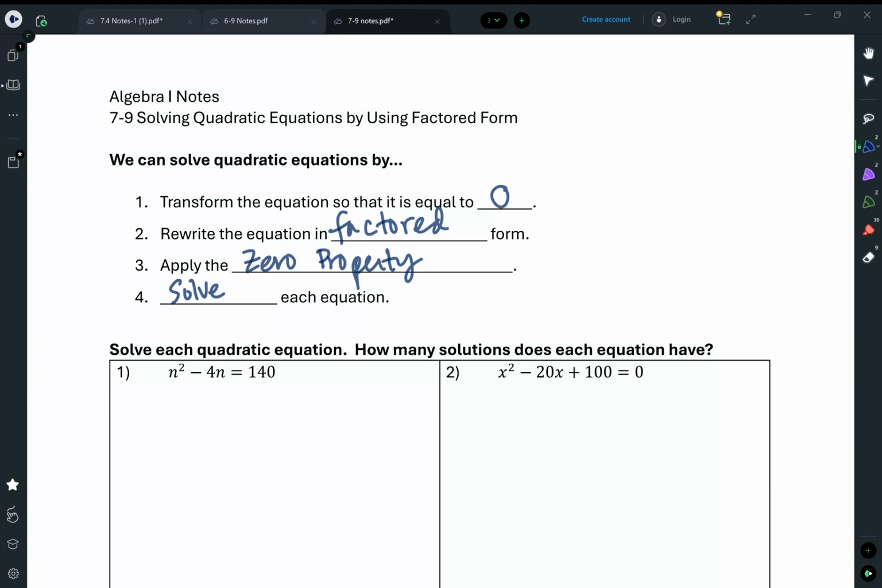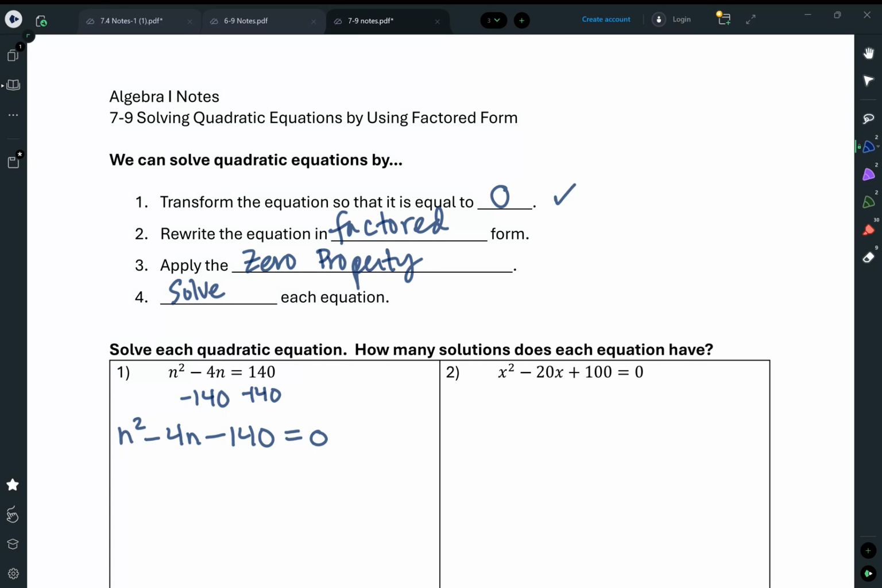So let's go ahead and just go through these steps. So our first step, we want to make this equal to 0. So I would subtract 140 on both sides. It's better if your variable, if your n squared is positive. So then I have n squared minus 4n minus 140 equals 0. So first I have it equal to 0. Then I want to factor.